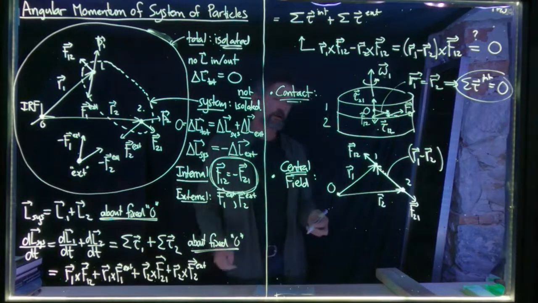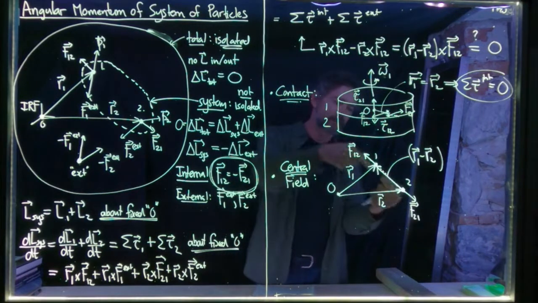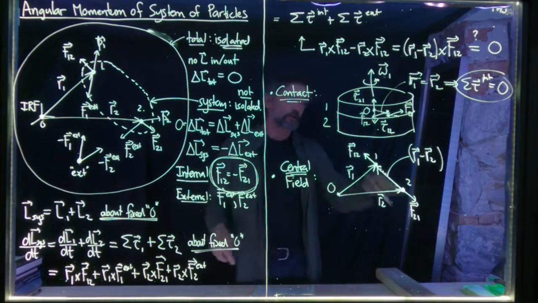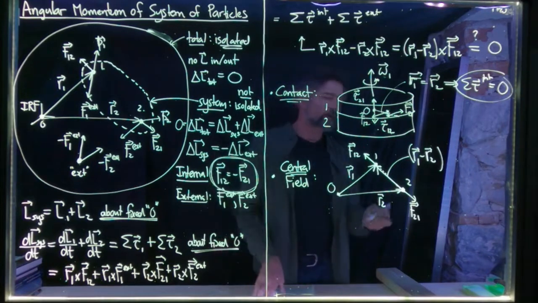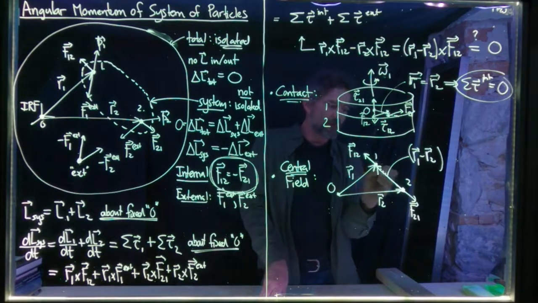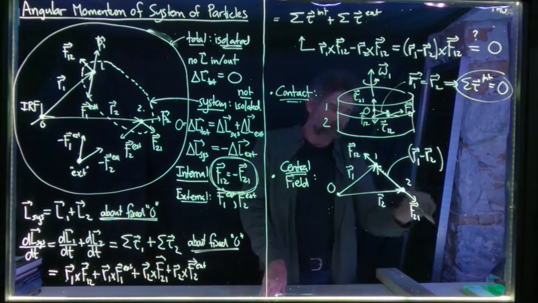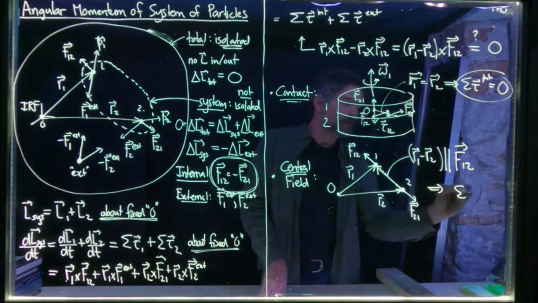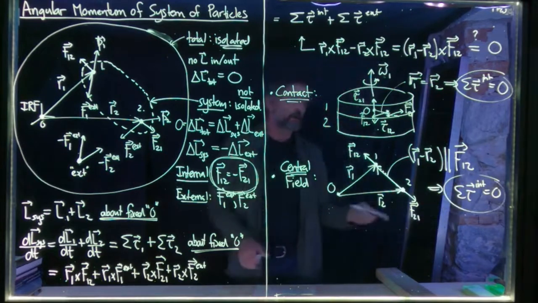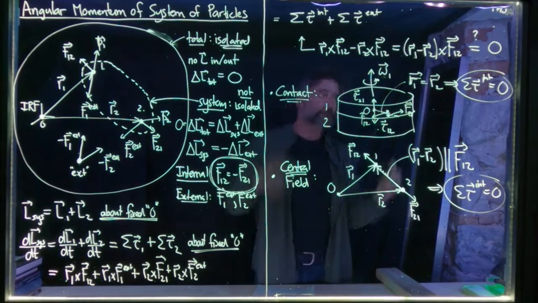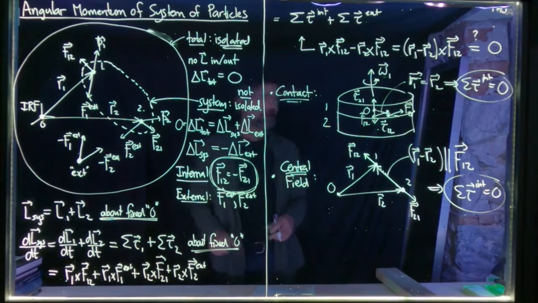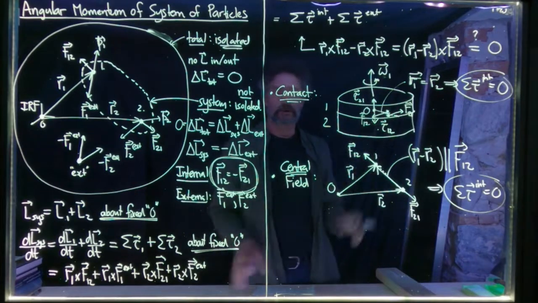And you'll notice that if we have centrally directed field forces, so they point towards each other's centers or away from each other's centers, but they're parallel to the line connecting the centers of the two particles, then the vector R1 minus R2 is parallel to F12. Okay, and so that immediately tells us, oh, the sum of the torques, the internal torques, is equal to 0. Okay, because the cross product of two parallel vectors is 0. And so that's true for central field forces, and these are the two examples that we'll consider in Physics 121.